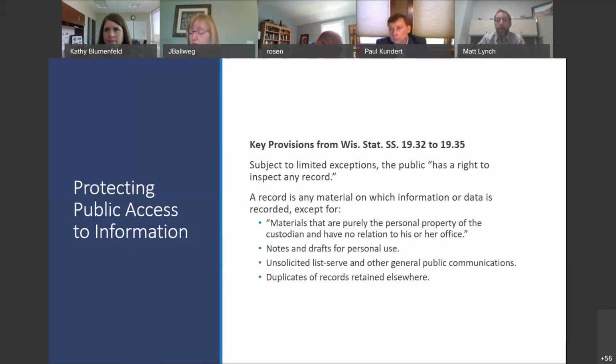Same thing goes for notes and drafts for personal use. If you're putting together a presentation for the group and you're going through different rounds of drafts, don't worry. Those early drafts that you hate are not going to be open records. It's only the final draft that gets shared with the group, shared publicly, that becomes an open record. The third exception, unsolicited listserv and other general public communications. You might sign up for a listserv or even just have a listserv start sending you some things on student debt or anything else. If it's just sort of generic materials that are coming from some outside source and not directed to you personally necessarily, that's not going to be public records.